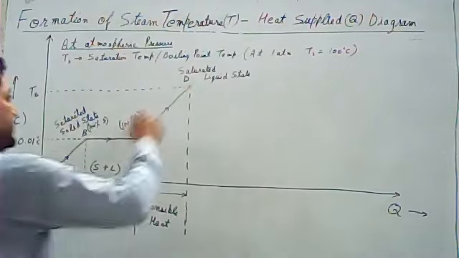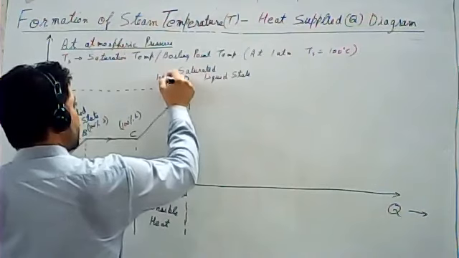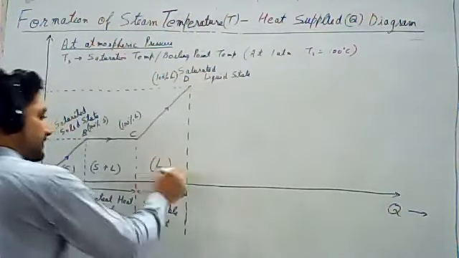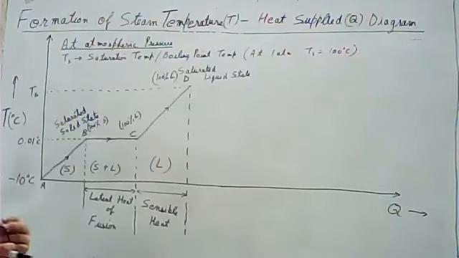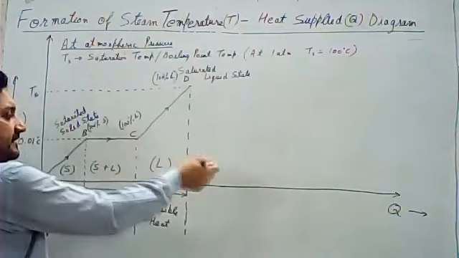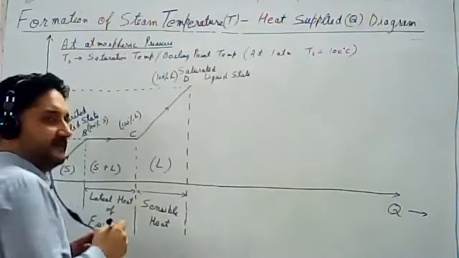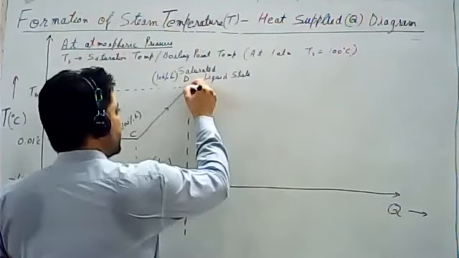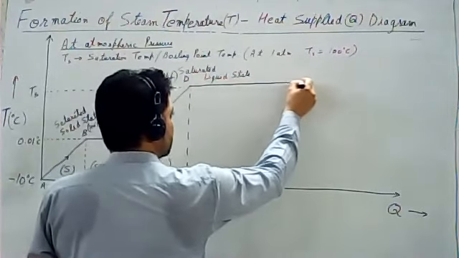Now at D point, what is there? We have 100% liquid. In this phase, there is a single phase from C to D, that is liquid. At D point, there is 100% liquid. So if I start to add heat, what will happen? The temperature of the liquid will not rise, but the phase change takes place.